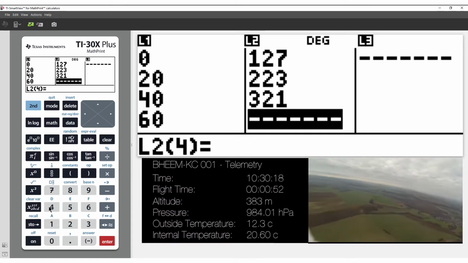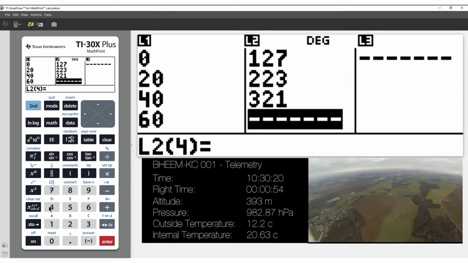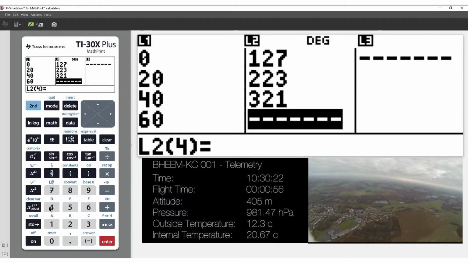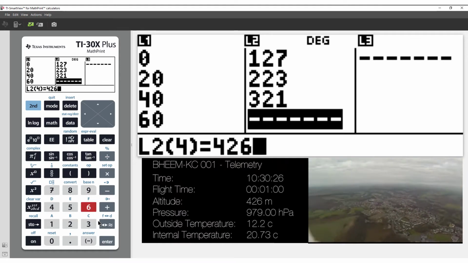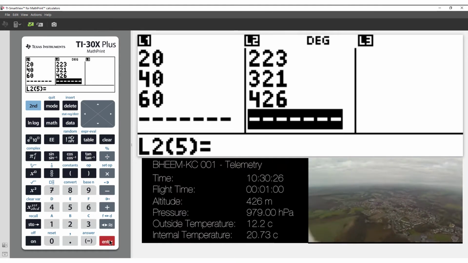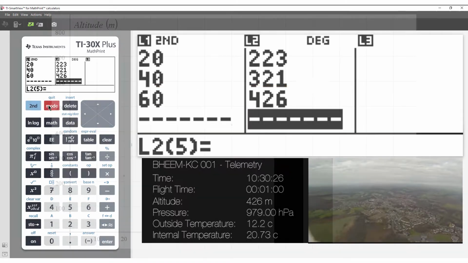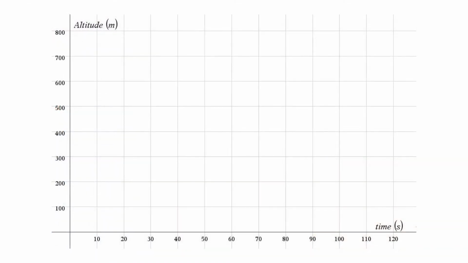For the purposes of this video, we'll just use 4 points. And at the 60-second mark, the balloon is now 426 meters. So, our final point, 60, 426. We can plot these points on a graph for a visual inspection.